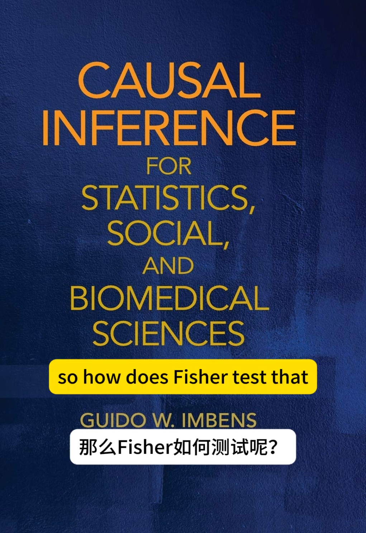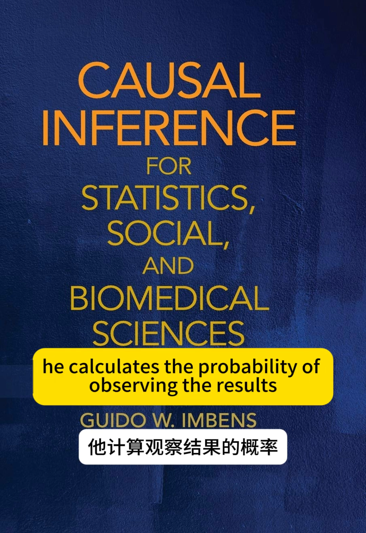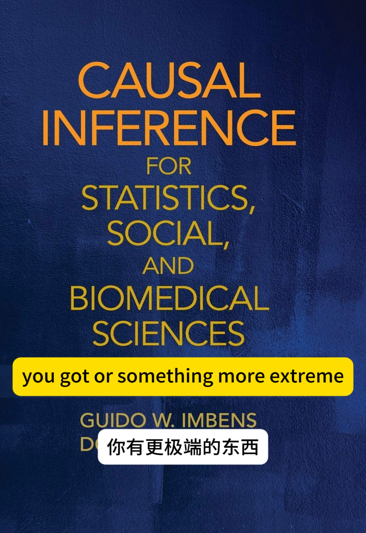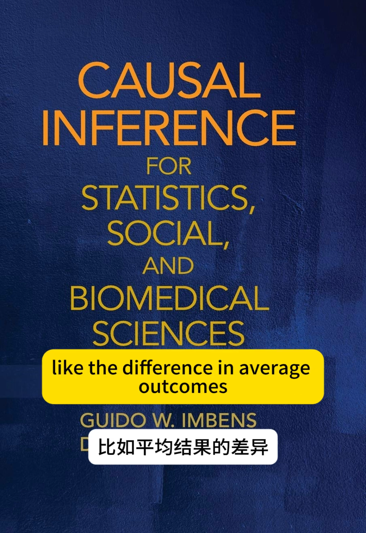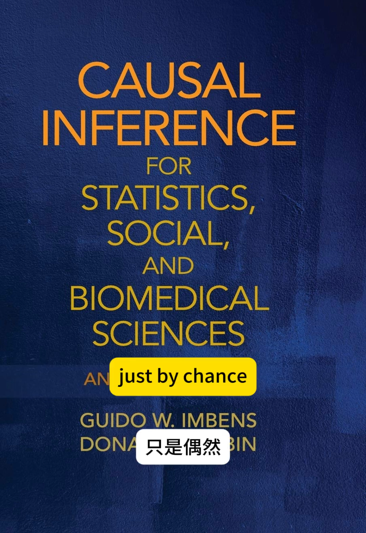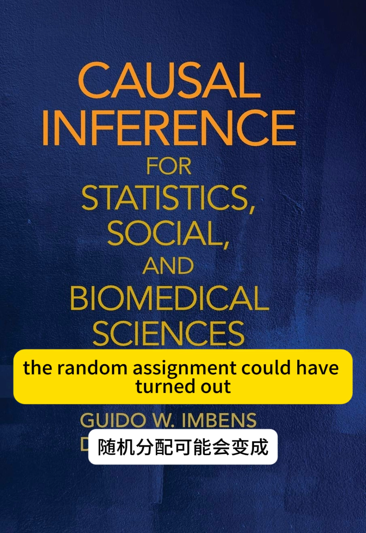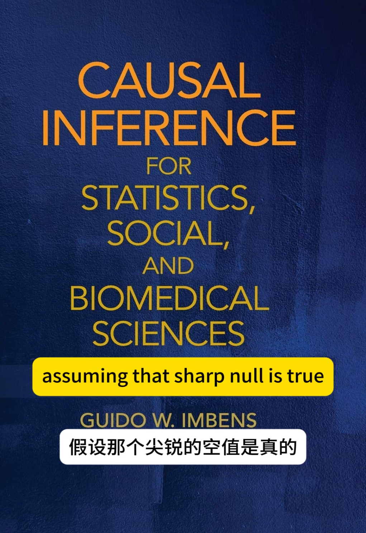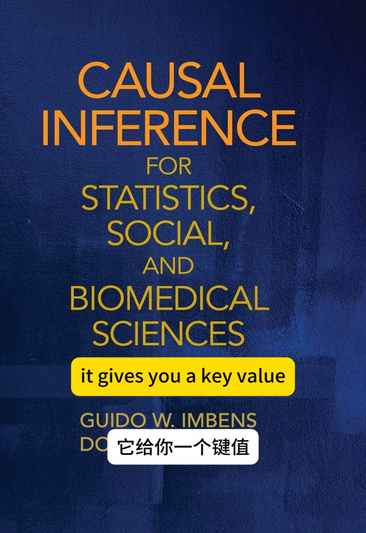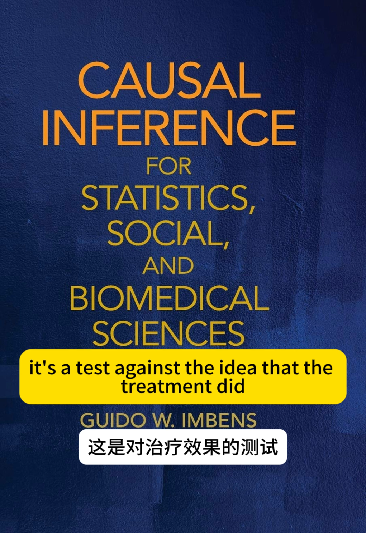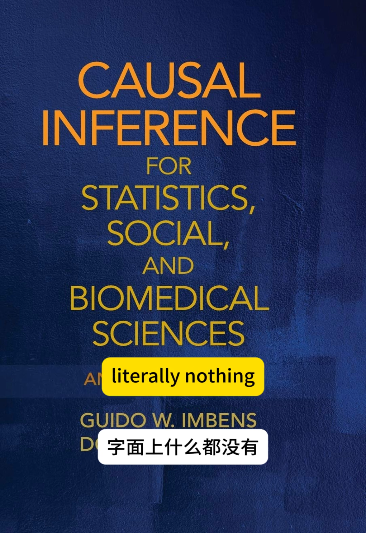So how does Fisher test that? He calculates the probability of observing the results you got, or something more extreme, like the difference in average outcomes, just by chance, under all the possible ways the random assignment could have turned out, assuming that sharp null is true. It gives you a p-value. Okay, so it's a test against the idea that the treatment did literally nothing for anyone.